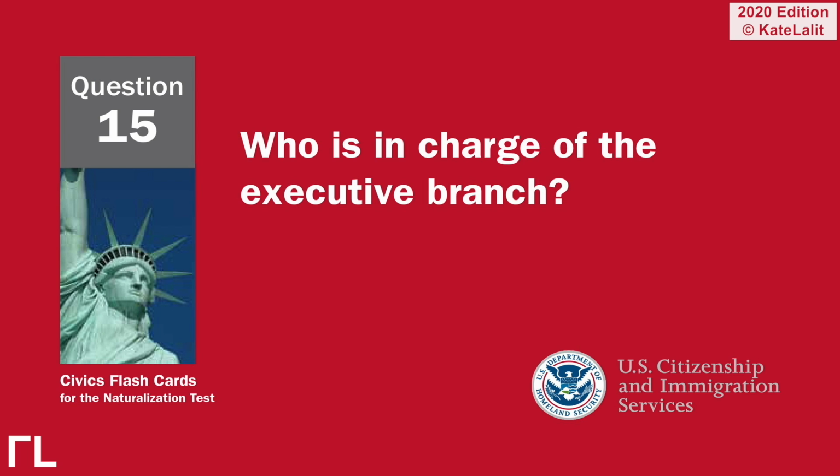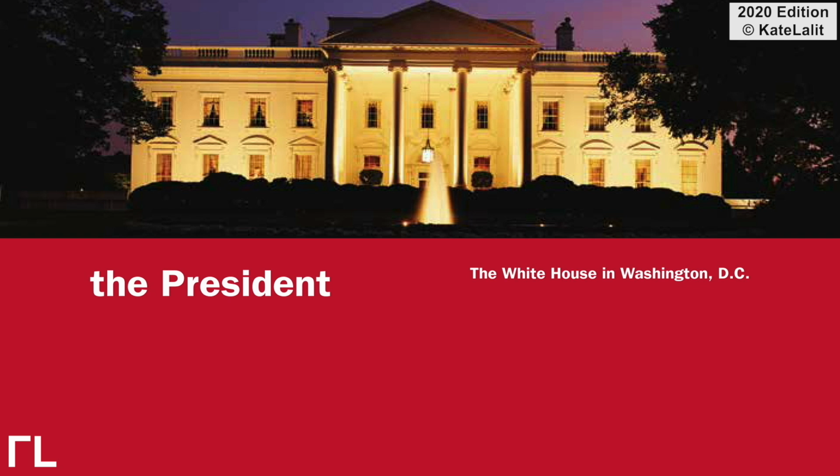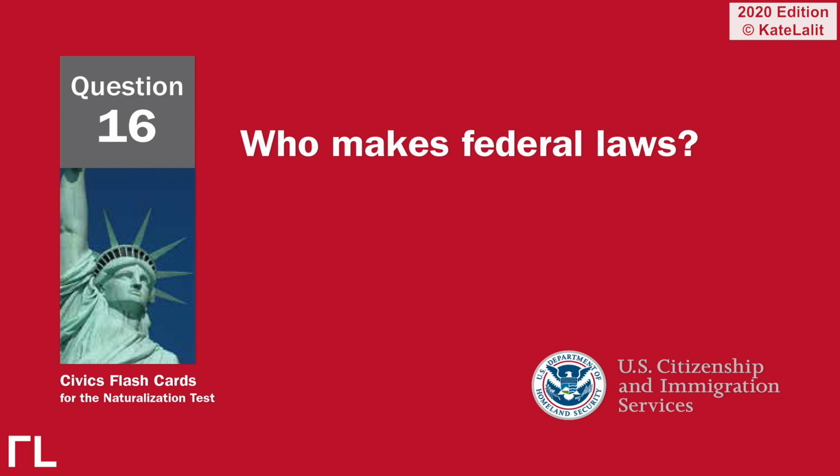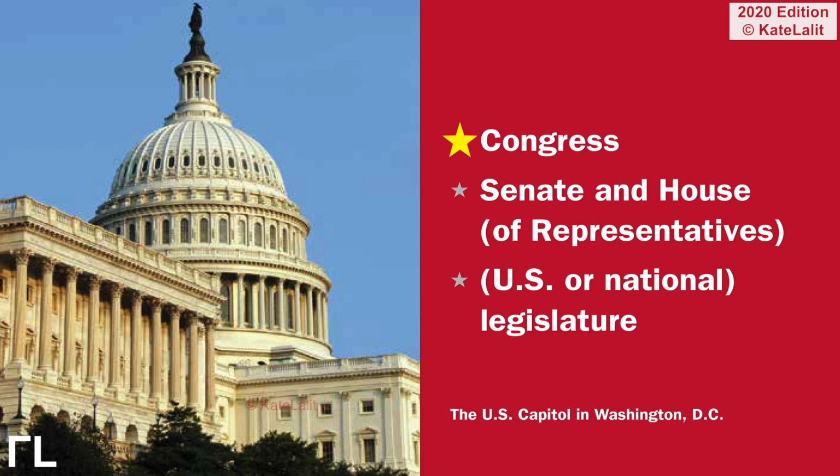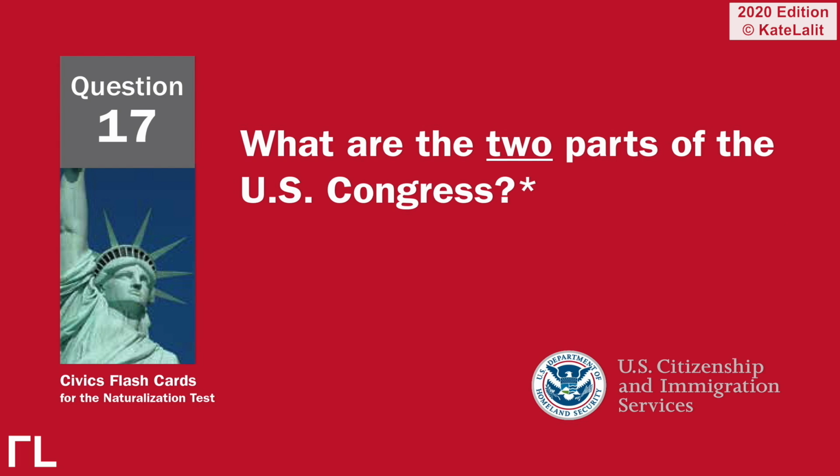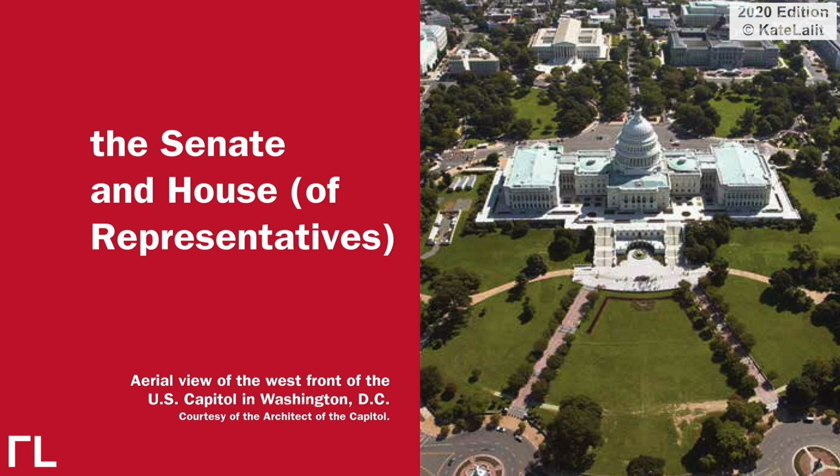Who is in charge of the executive branch? The President. Who makes federal laws? Congress, Senate and House of Representatives, U.S. or national legislature. What are the two parts of the U.S. Congress? The Senate and House of Representatives.